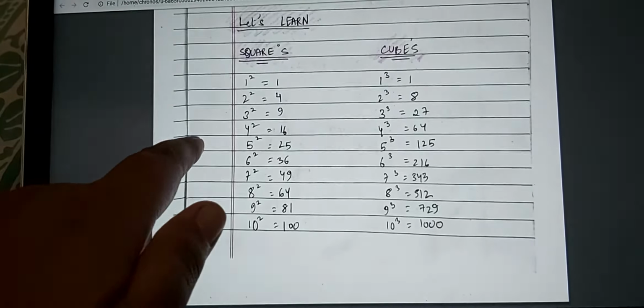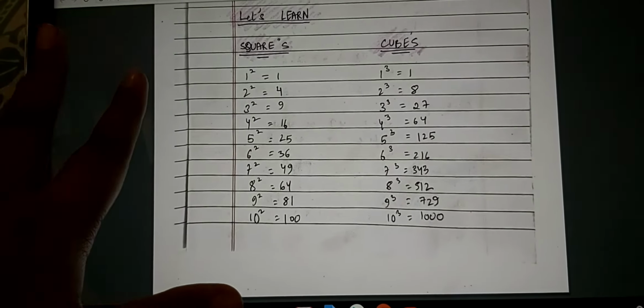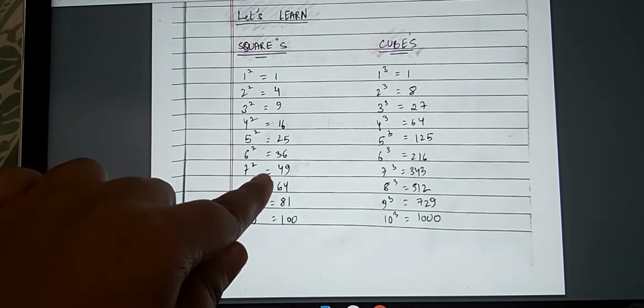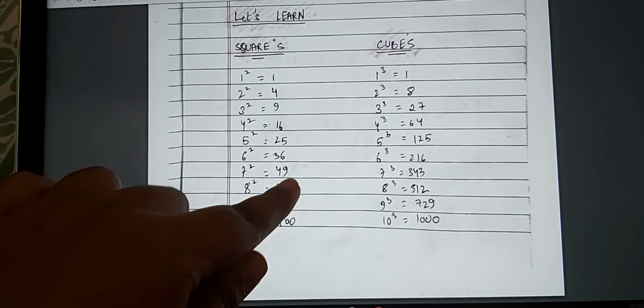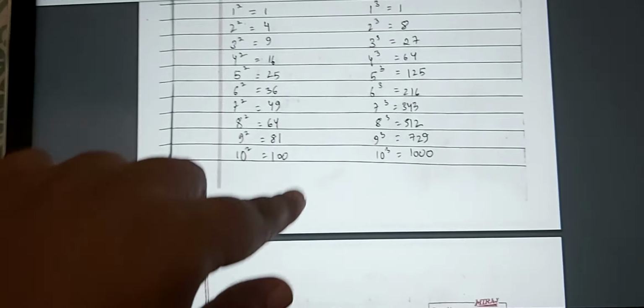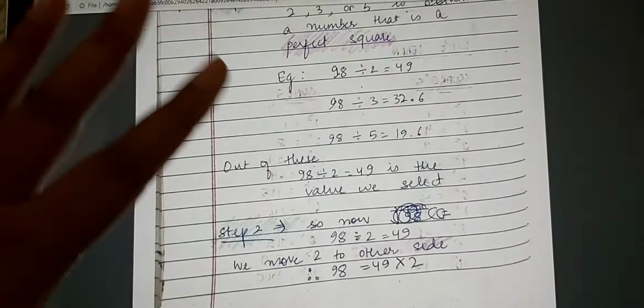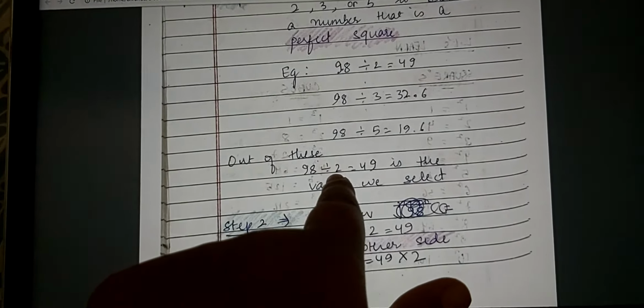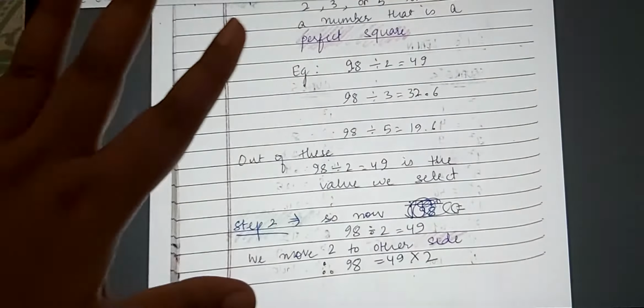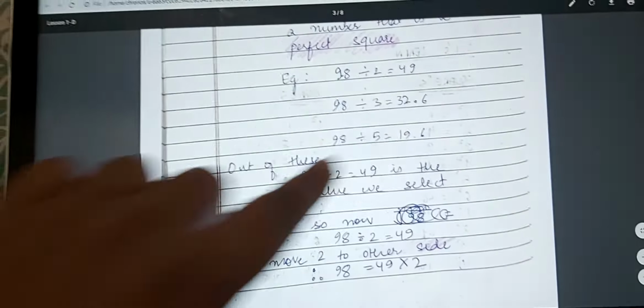Now look, I'm going back over here and I'm checking. 98 divided by 2 gave me a 49. Do I get a 49 anywhere over here? 7 square is a 49. Oh, that's a perfect square. So what I'm going to do is I'm going to take the 2. Okay? I am going to take the 2. 98 divided by 2 is 49 and we select that value. I selected this. Okay?